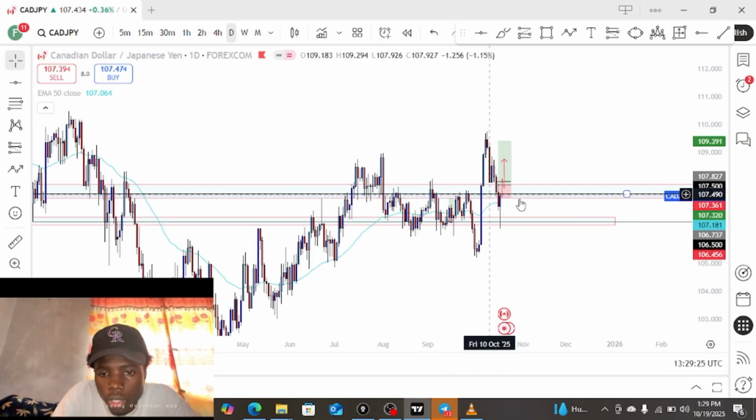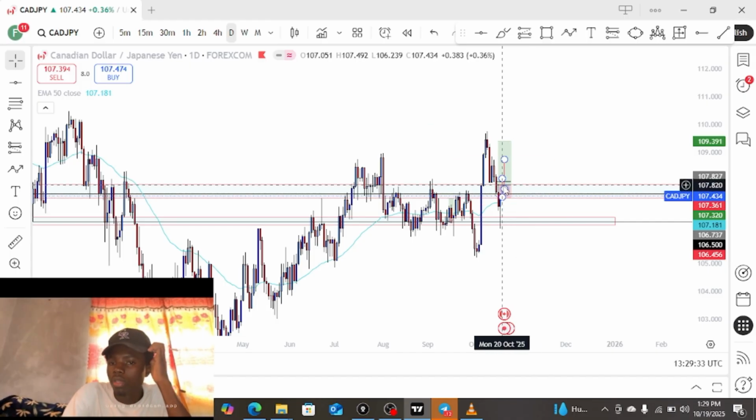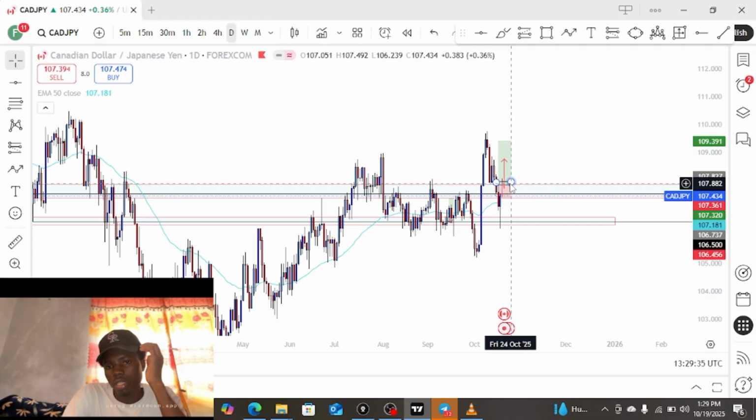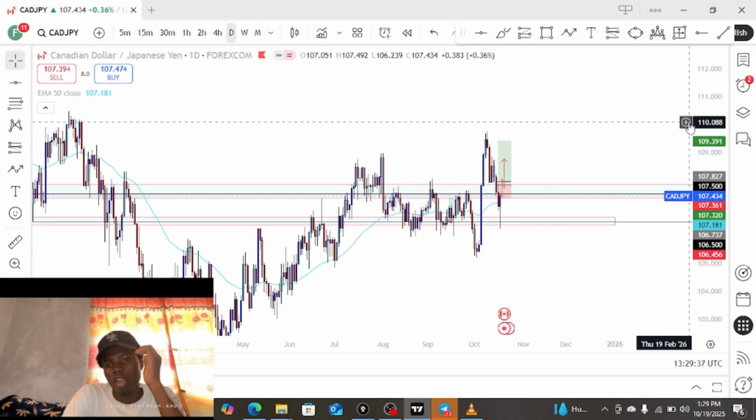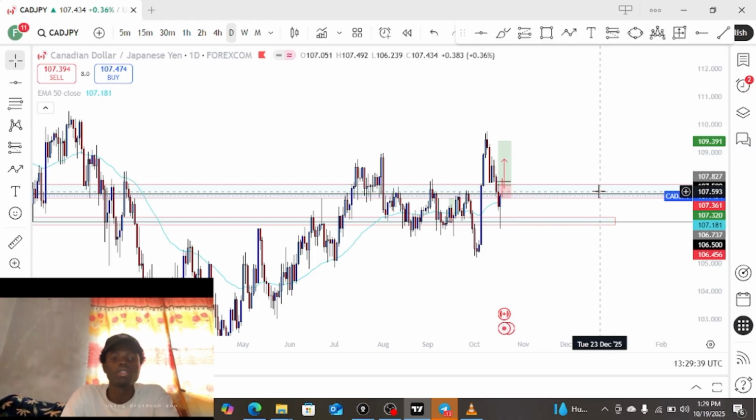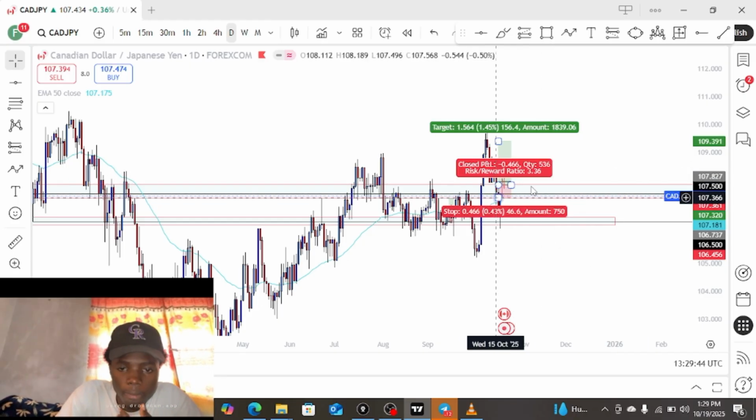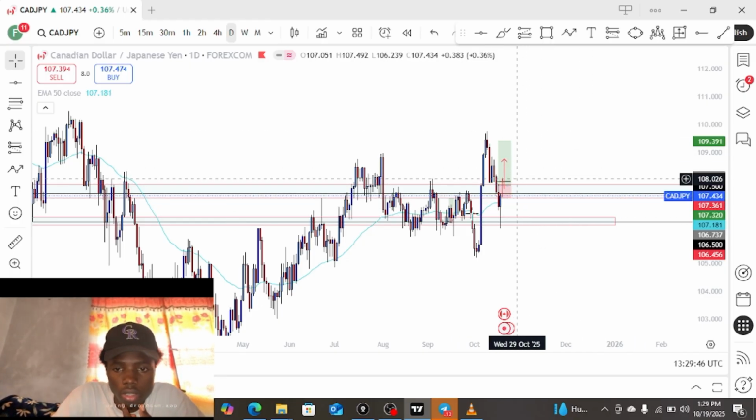Okay, this week I'll be waiting for the rejection from this one psychological level, and then that's when I'll be looking for the bullish engulfing. I need the same daily candlestick I'll be looking for in CAD JPY. It's the same thing I'll be looking for in USD JPY, if you heard what I said earlier.